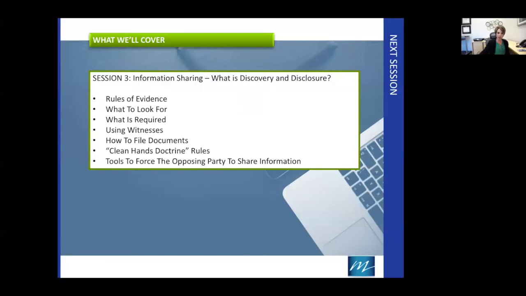All right, so today, preparing information for determining what is your evidence. We're going to talk about disclosure, discovery, the rules of evidence, what to look for, what's required in your case, using witnesses, how to identify witnesses, when you might need an expert, when you might not need an expert, how to file documents.